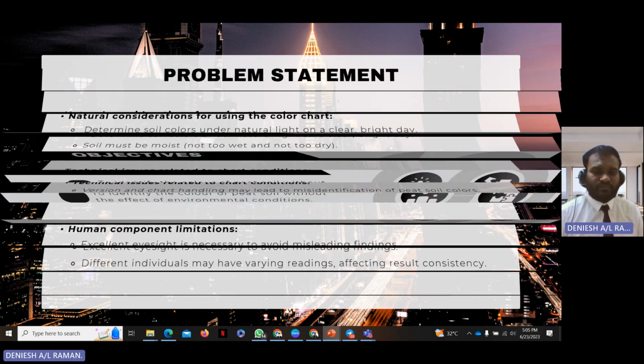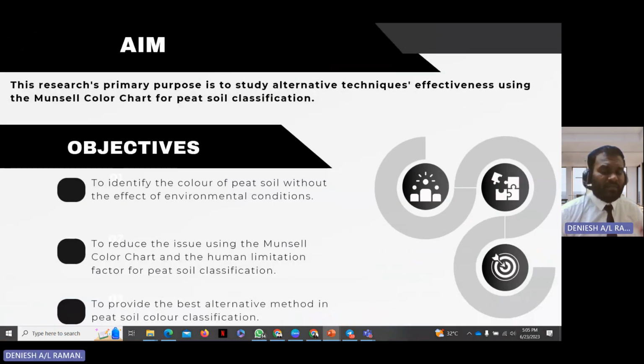Next, we go to the objective of this study. Our primary goal is to identify the color of the peat soil without the influence of environmental conditions. The second one is to reduce the issues related to the Munsell color chart and human limitation in peat classification. The third one is to provide the best alternative method for peat soil color classification.